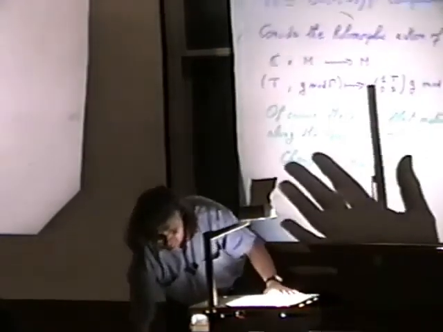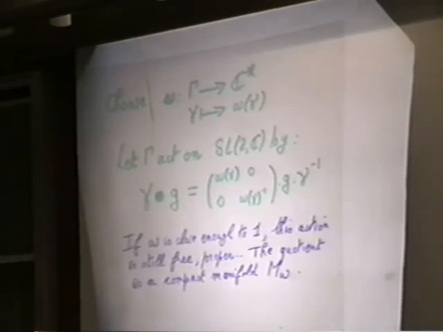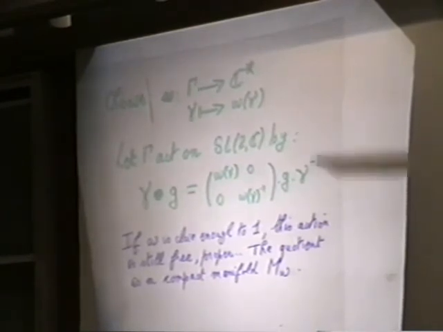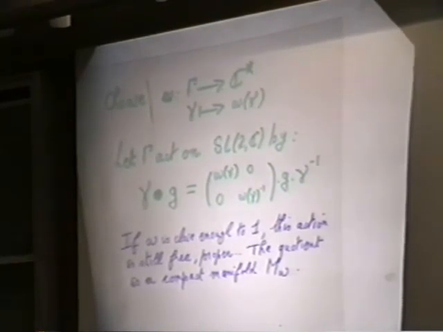This is one of my favorite tricks. You choose some homomorphism, I denote it by omega, some homomorphism from gamma to C star. Well, it is a nice fact that some gammas have non-trivial homomorphisms to C star. And then I modify the action of gamma on SL2C in the way that I describe here.